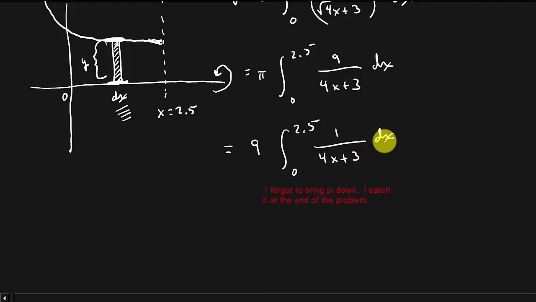All right. And so now I'm going to let u equal 4x plus 3, and du is equal to 4 dx. Now, why did I tell you to pull the 9 out? So let's suppose we didn't do this step. Okay, let's suppose we didn't do that. So I've got 4 dx right here. Well, up here I've got 9 dx, right?